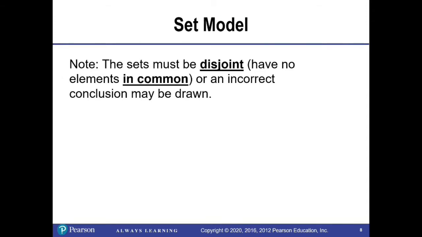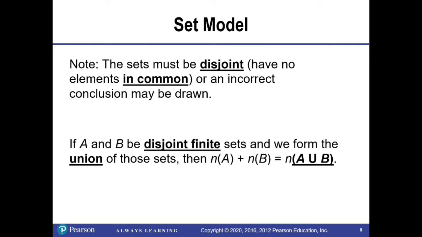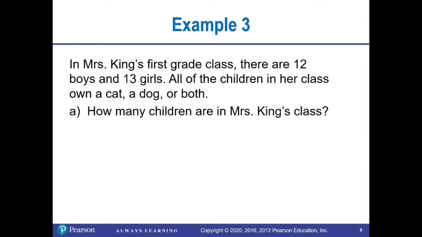As I mentioned, our sets must be disjoint, have nothing in common. If our sets have something in common or they overlap in any way, when we add the 2 sets together, some elements of the sets are double counted, and this leads us to an incorrect conclusion. If A and B are disjoint sets and we form the union of those sets, then we add the number in each set together.